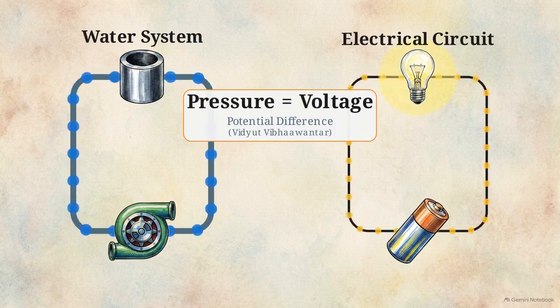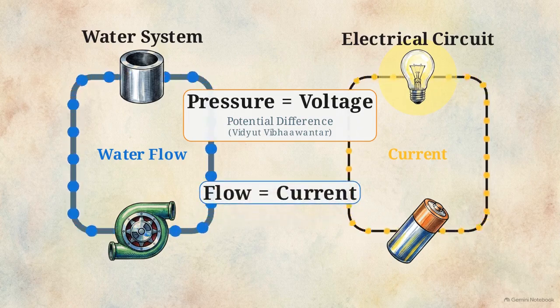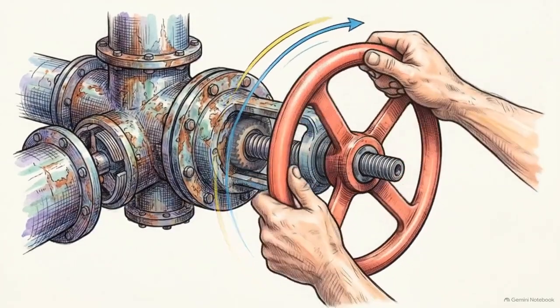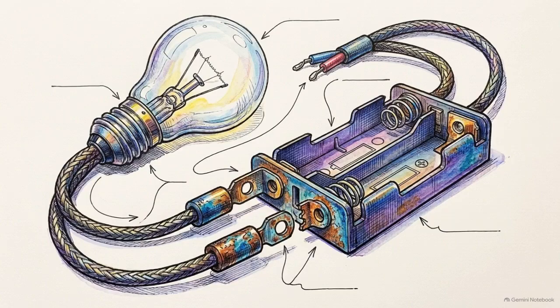Now, as the pump pushes, water flows through the pipe. As the battery pushes, electrons flow through the wire. That physical movement of electrons is your current. If you turn off the pump, the water stops moving. If you remove the voltage, the current stops. Electrical current cannot exist without voltage acting as the instigator.